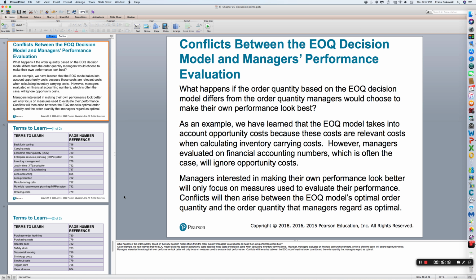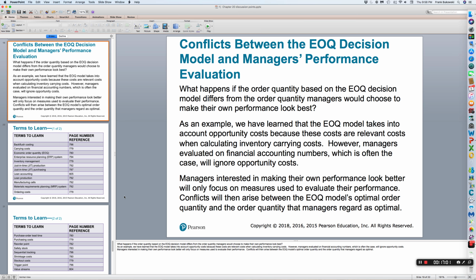There could be conflicts that arise between the EOQ decision model and managers' performance evaluation. An example of this is that the EOQ model takes into account opportunity costs because they're considered relevant costs when we calculate the inventory carrying costs. However, managers are evaluated on financial accounting numbers. The financial accounting numbers do not include the opportunity cost. So again, some managers may try to make their performance look better because it's based purely on financial accounting numbers. They don't have to worry about what those opportunity costs are.